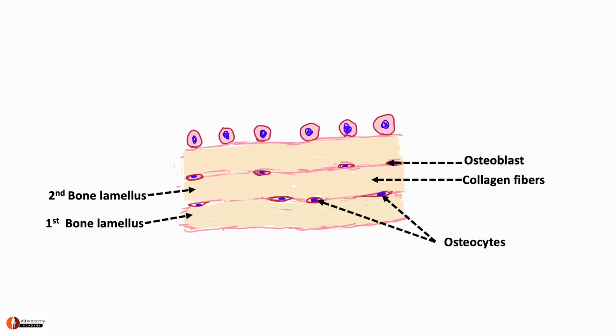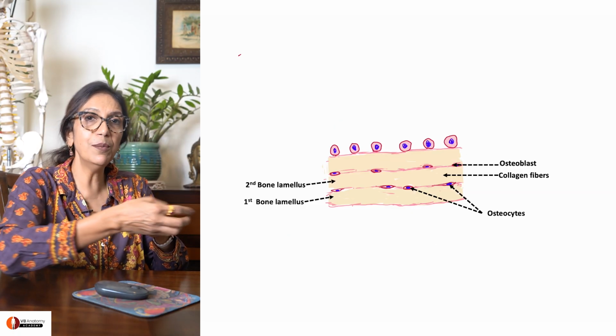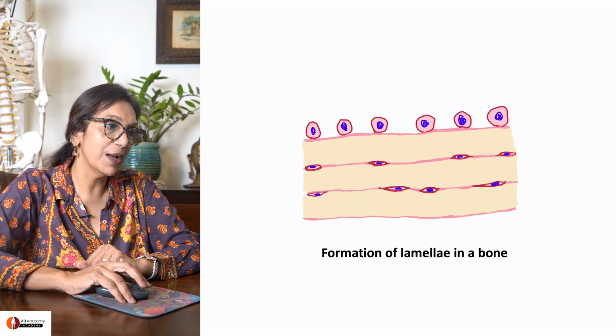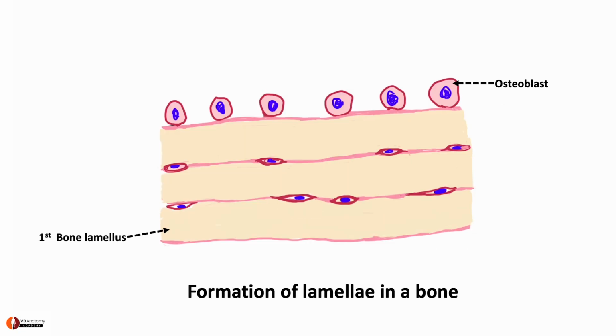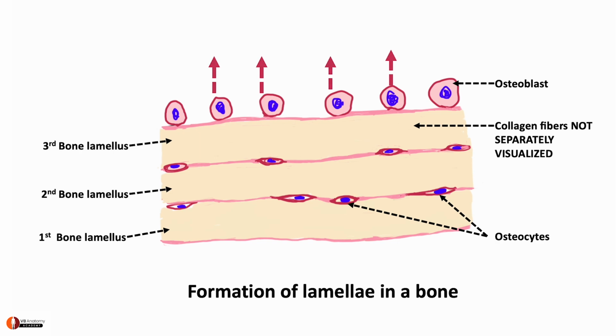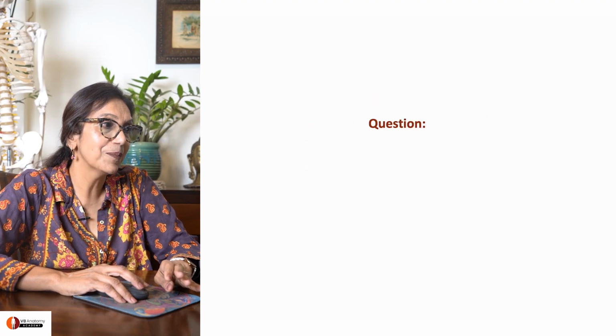So you see how layer by layer, lamellae by lamellae, your bone is formed. And as new lamellae are formed, a few osteocytes are formed, stuck between the two lamellar layers. Right? So come, let's zoom in. Osteoblasts, first lamella, second lamella, third lamella, osteocytes stuck between lamellae. Collagen fibers are not clearly visualized because now they are swollen up and they have calcium deposition around them. And this is called a lamellar bone. Osteoblasts will keep moving away, creating more and more lamellae. This is how a lamellar bone is formed.